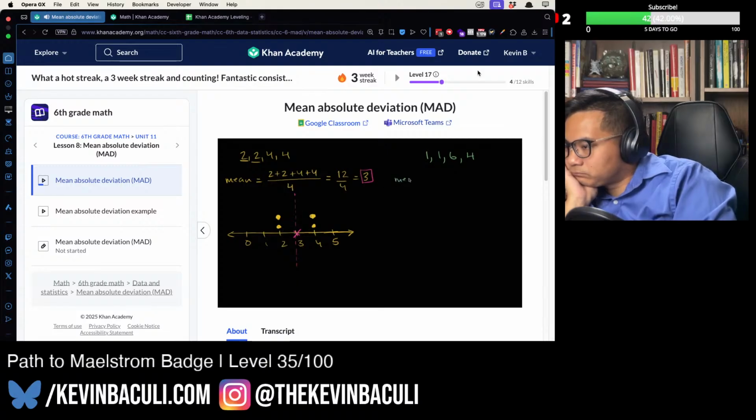So the mean over here is going to be equal to 1 plus 1 plus 1 plus 6 plus 4, all of that over, we still have 4 data points. And this is 2 plus 6 is 8 plus 4 is 12. 12 divided by 4, this is also 3. So this also has the same mean. We have different numbers, but we have the same mean. But there's something about this data set that feels a little bit different. Let's visualize it to see if we can see a difference.